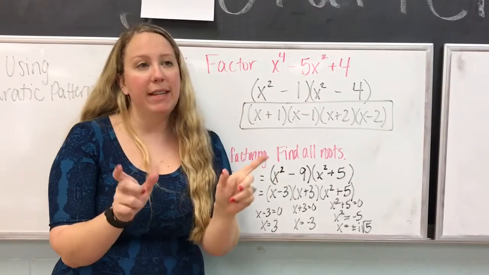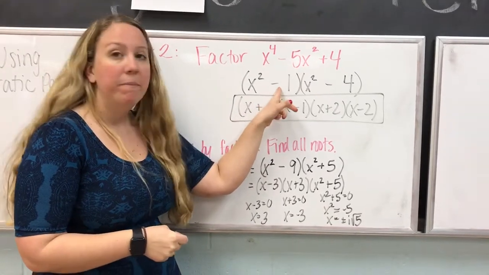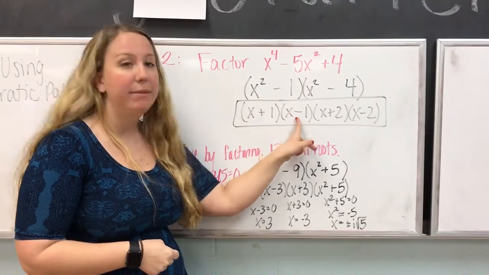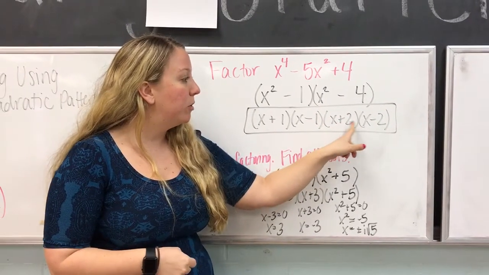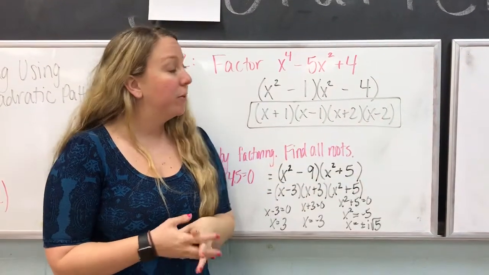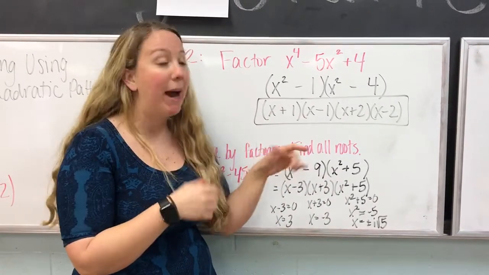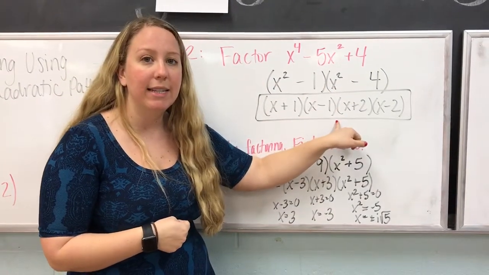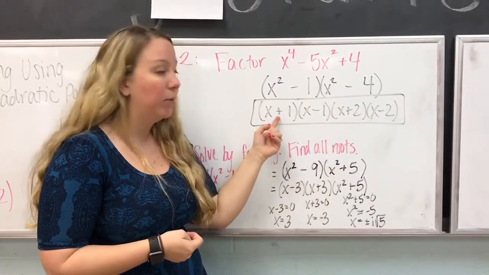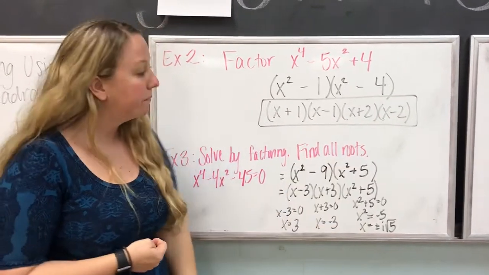Now both of them this time are difference of squares. So x squared minus 1 factors to x plus 1 times x minus 1. And x squared minus 4 factors to x plus 2 times x minus 2. So when I factor that out completely, I want to factor using quadratic patterns to get to this step, and then use difference of squares to get to this step. For my final answer, x plus 1 times x minus 1 times x plus 2 times x minus 2.